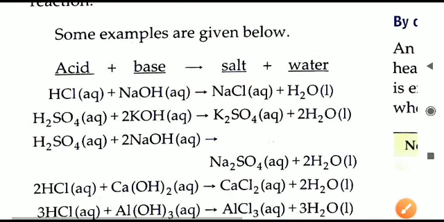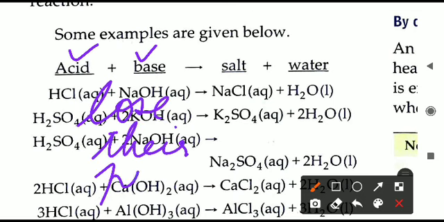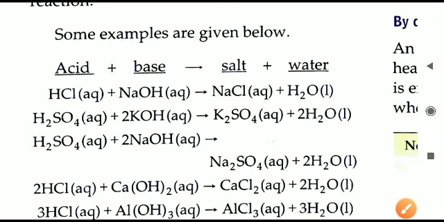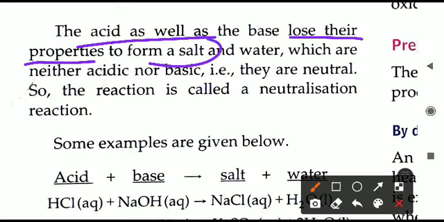What is happening in this case? As I told, acid and base both are opposite, both have different properties, but when they are reacted with each other, what will happen? Acid as well as base will lose their properties. Now, neither the properties of acid nor the properties of base will be shown. Both will be neutralized, they will be cancelled. That is why this reaction is named the neutralization reaction, because acid and base are neutralizing each other. So that is what is written here also. Acid as well as base lose their properties to form salt and water, which are neither acidic nor basic.